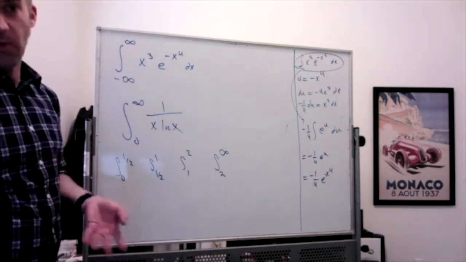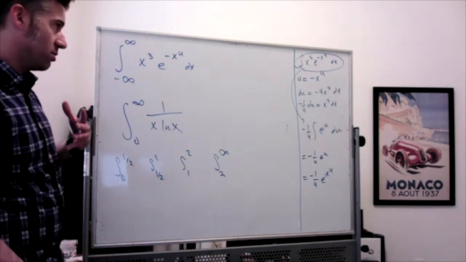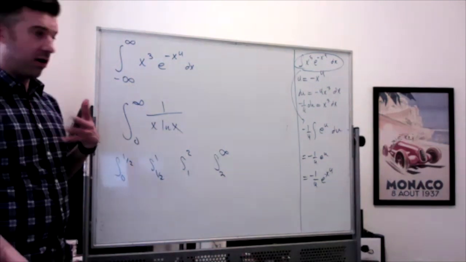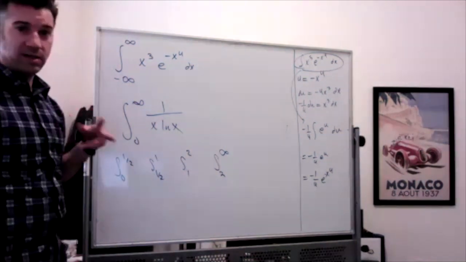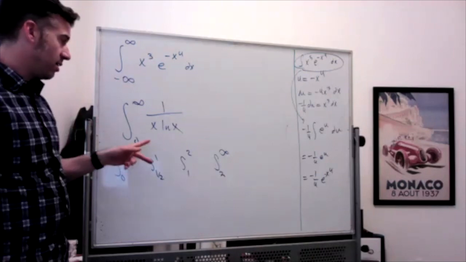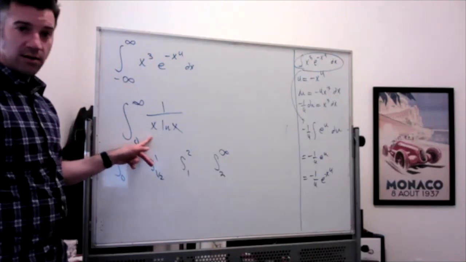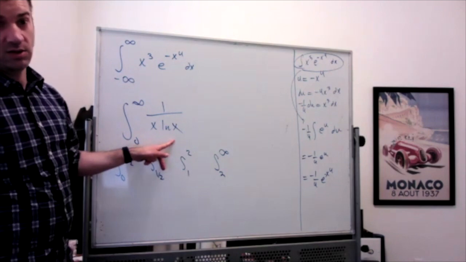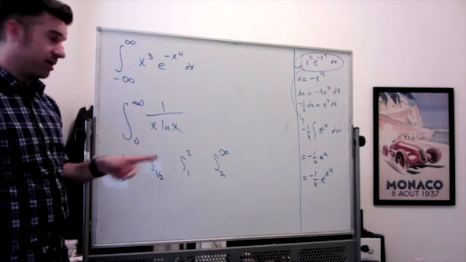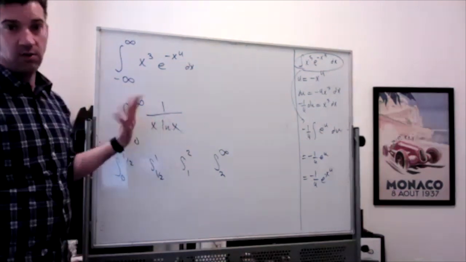Because, so I know we haven't talked about it, but we're about to talk about how the problematic points for an improper integral are either the infinities or the places that make the function undefined. And here, 0 makes it undefined because you get division by 0, and also natural log of 0 is undefined. But 1 also makes it undefined because natural log of 1 is 0 and division by 0 is undefined.